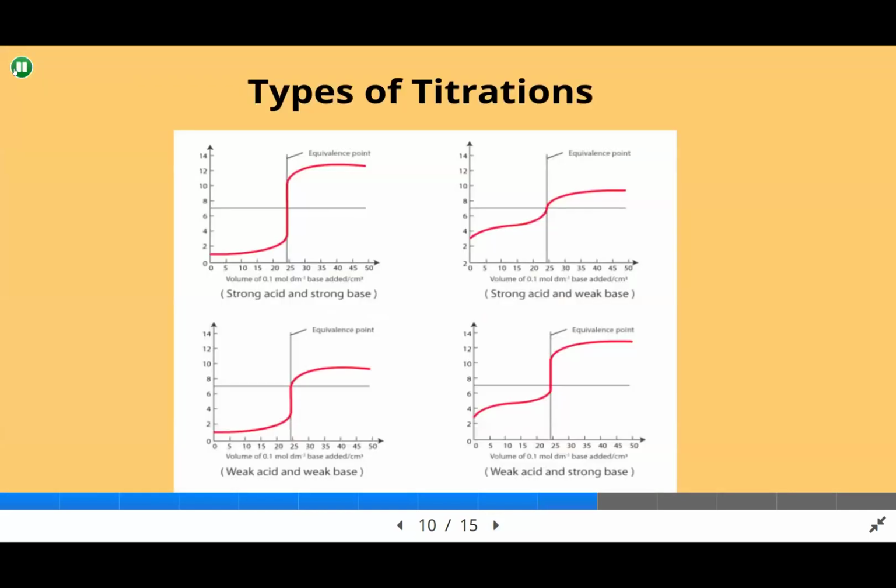And here are the 4 different types of typical titration curves. The top left is a typical titration curve when you have a strong acid and a strong base. And then the top right, a strong acid and a weak base. The bottom left is the titration curve of a weak acid and a weak base. And then the bottom right is a weak acid with a strong base.